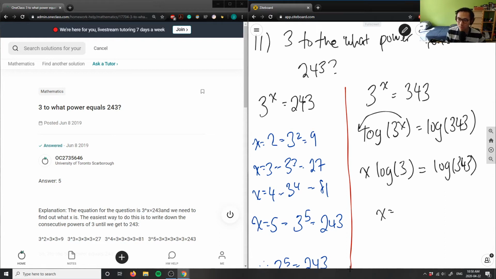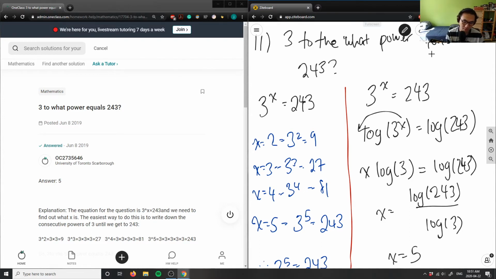X would equal basically log, or this is 243, not 343. I don't know why I wrote that. This is 243. Log of 243 divided by log 3 here. And this here would give you exactly 5 if you type that into your calculator. So let me just double check that. Log of 243 divided by log of 3 will give you exactly 5.